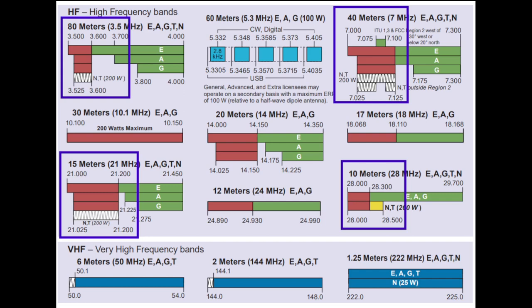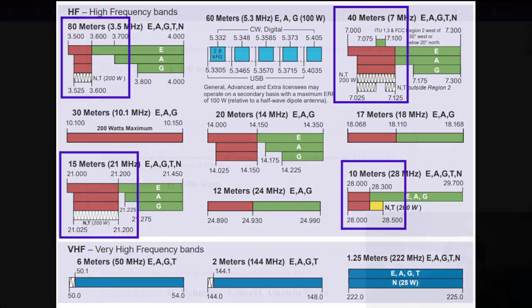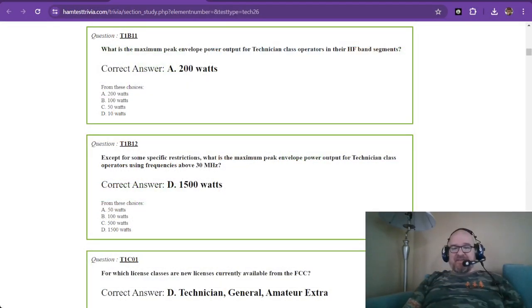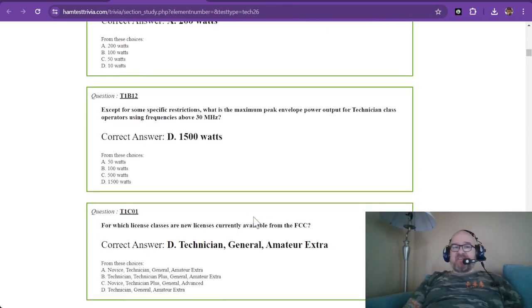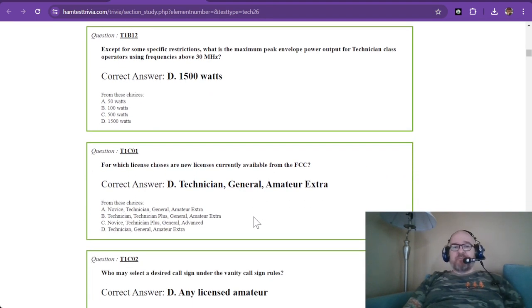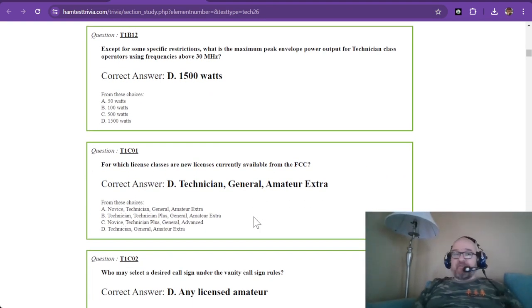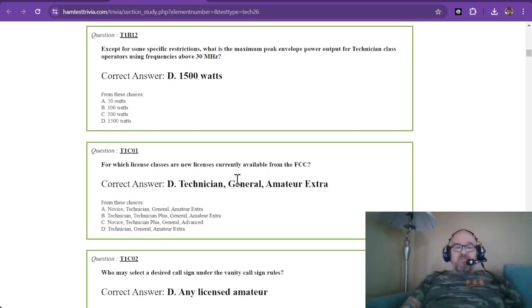Now, you do not have to know Morse code to take the test. That is no longer a requirement to get your technician exam. But learning Morse code is fun. It is a challenge. And I started when I was a technician trying to learn Morse code, and I encourage it, even for newbies. Okay, we're on question 12, and this is the last question in this section.